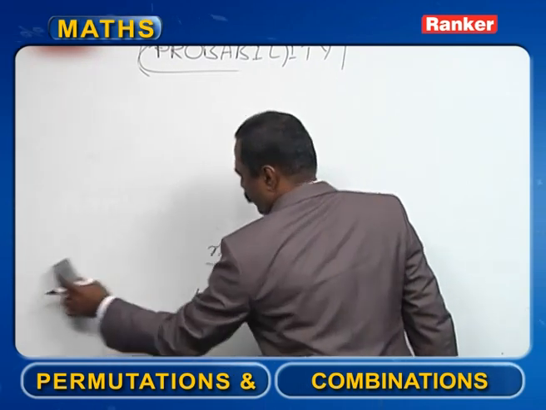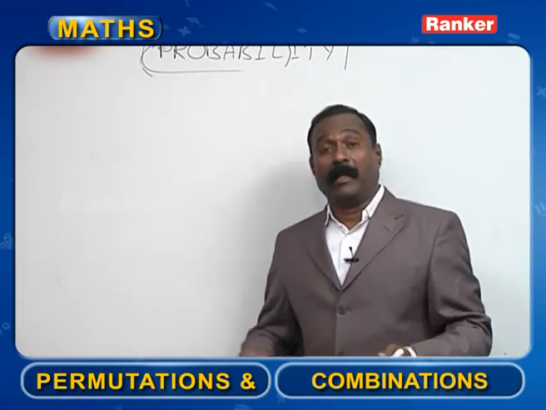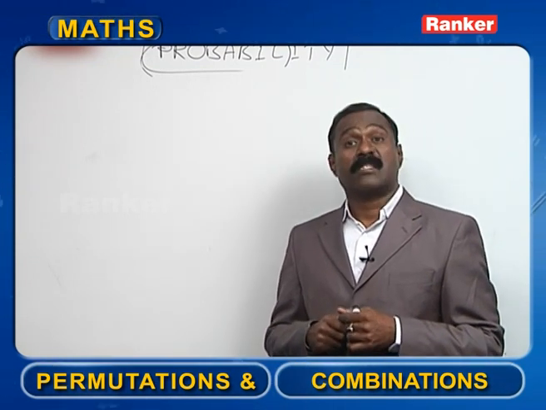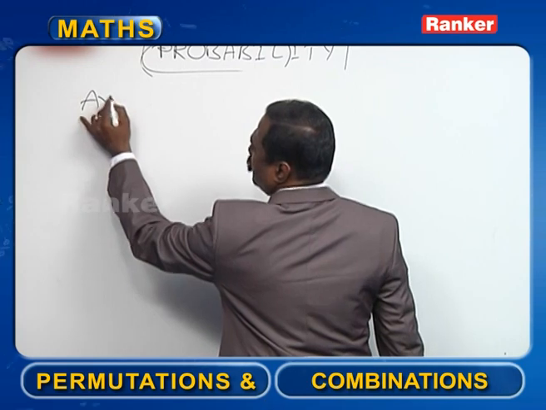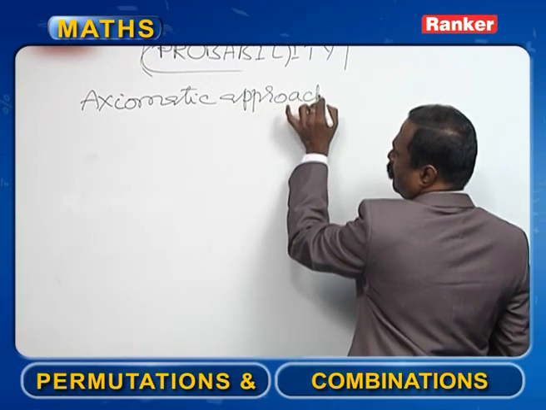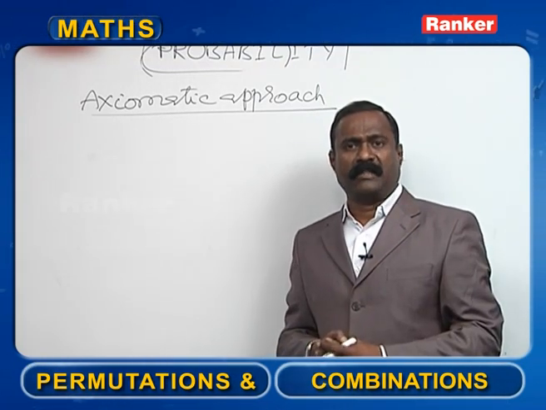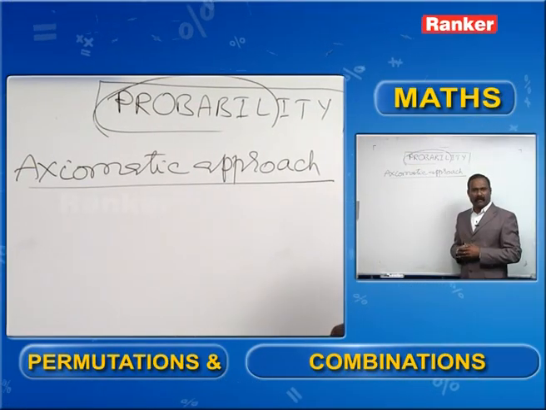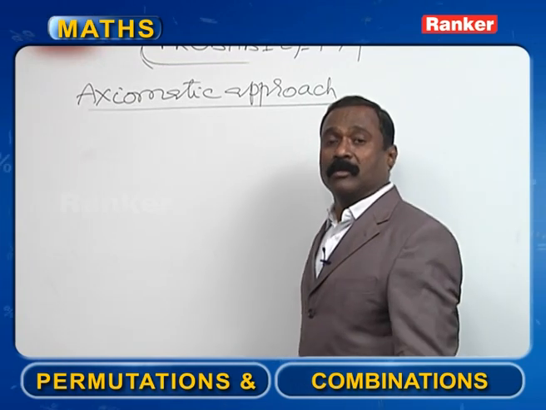Now, after much research and correspondence between many mathematicians, probability was given a certain shape with the introduction of set theory. That is nothing but the axiomatic approach. What is the axiomatic approach? Instead of the classical definition, probability is given through axioms. Axioms are the rules or principles given by mathematicians without any proof. You have to accept them.